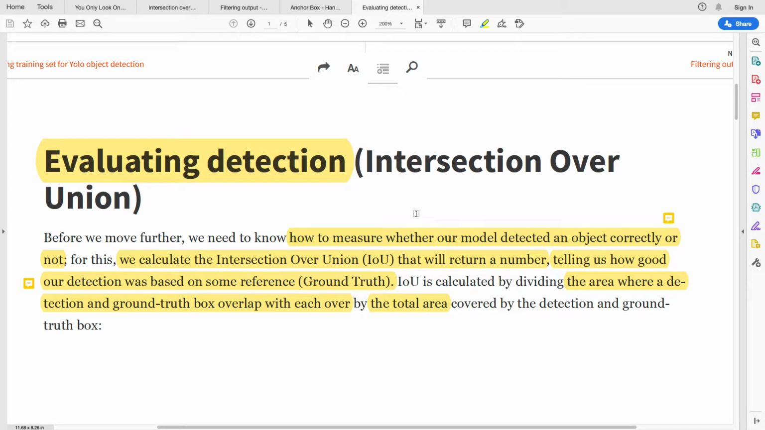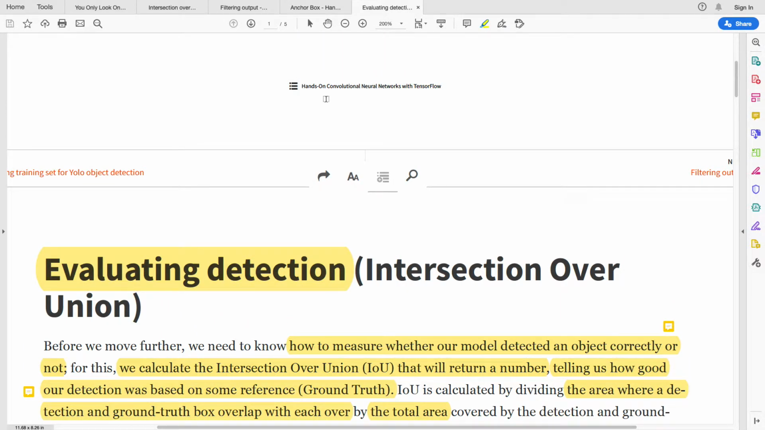Alright guys, welcome to our next tutorial on object detection terminologies, and that will help us to understand deep learning papers, research papers in the field of object detection.